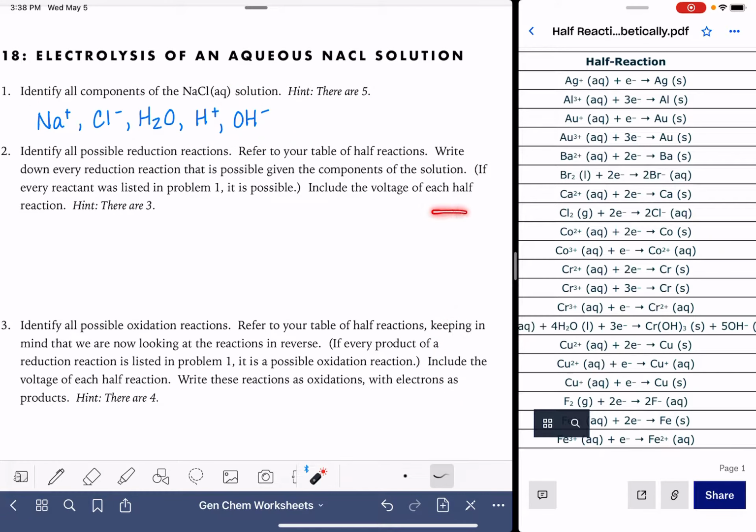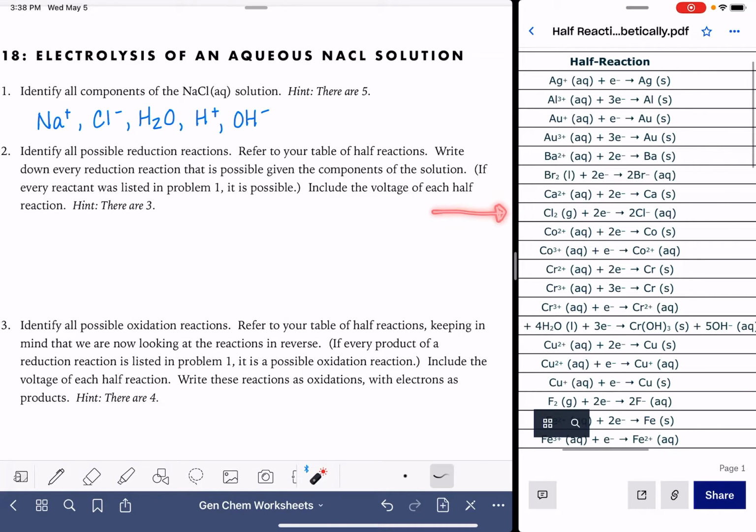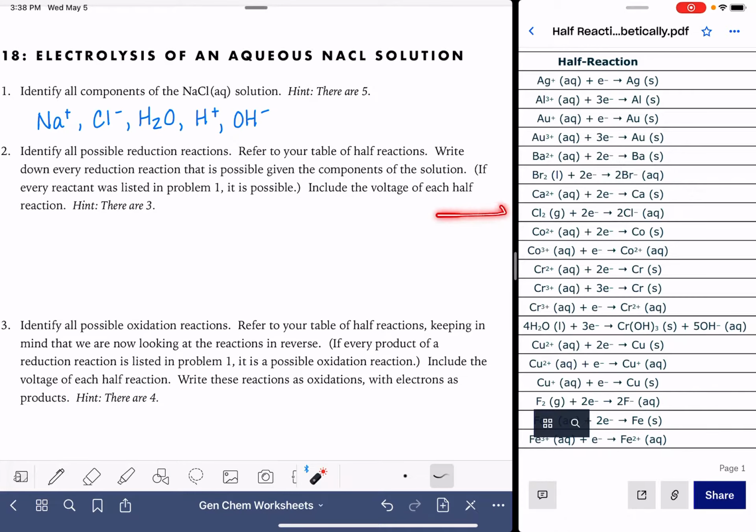For example, take a look at this half reaction right here, the Cl2 reaction. This is not a possible reaction. Even though we do have chloride, we do not have the Cl2 molecule. So this reaction could not take place. We're looking for ones that can take place.